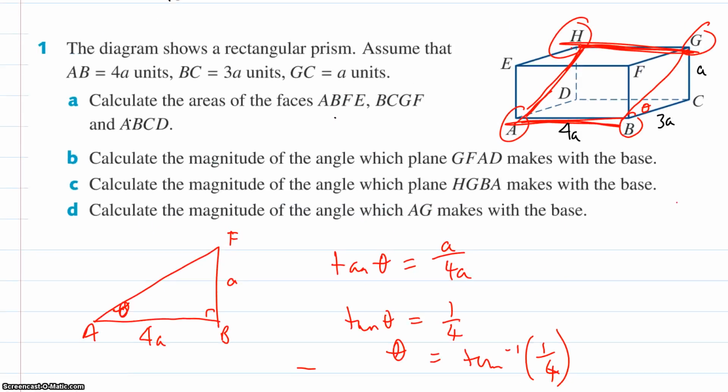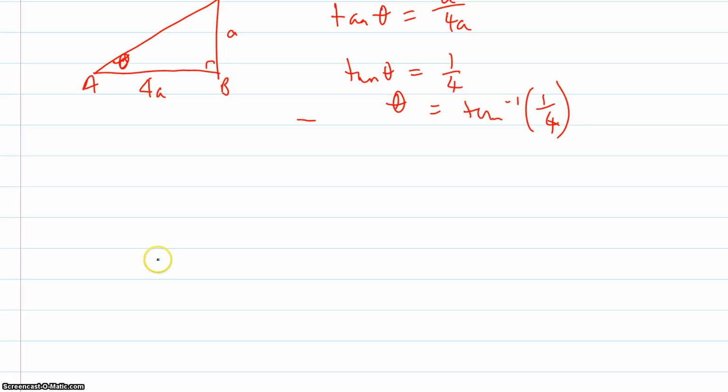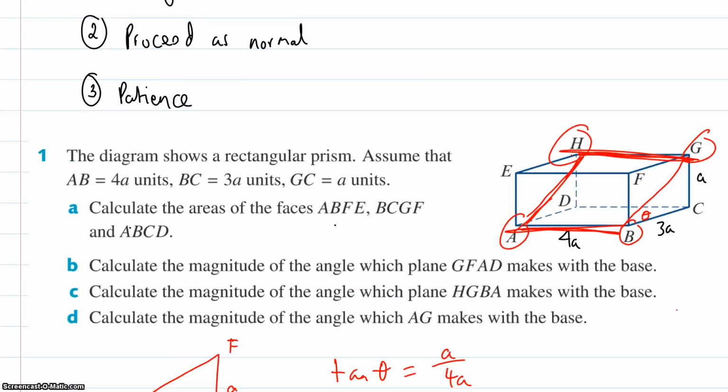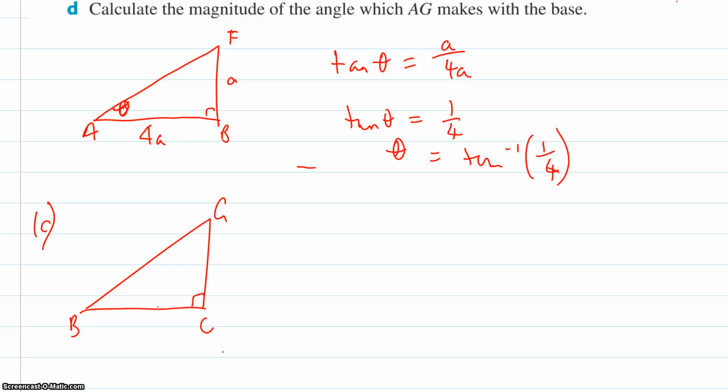What have I got? I've got B, G, C. So I've got this triangle here, that's a right angle, B, C, G. I think I've got that right. Yeah. Now this is the angle I want to try and find. I've got this, and it becomes like the previous question that we did. So tan theta equals A over 3A, and so theta will equal tan inverse of 1 over 3.